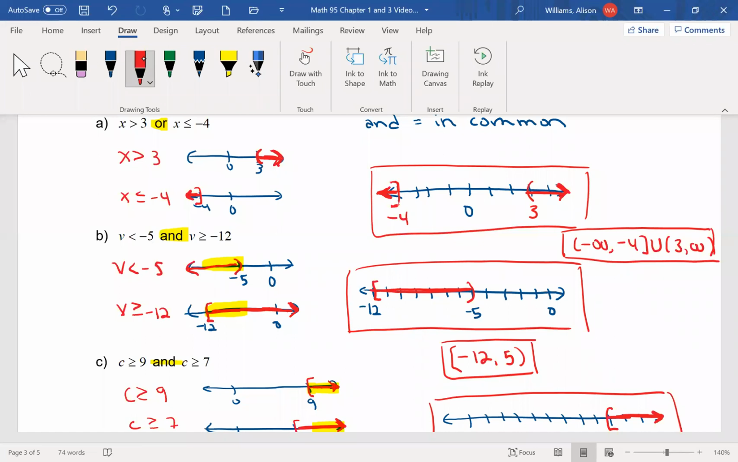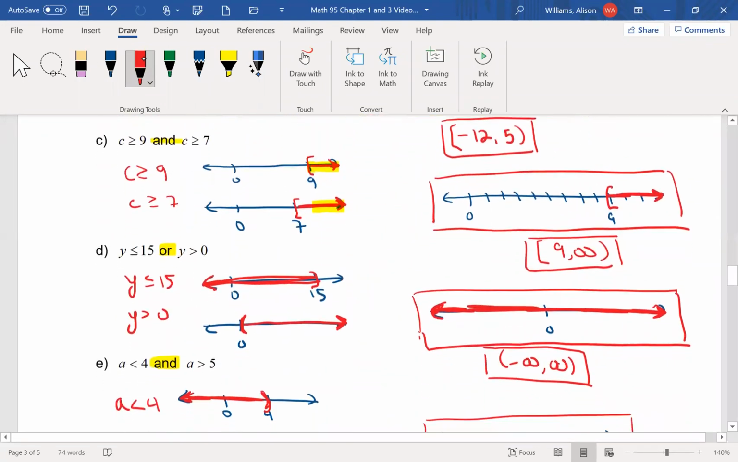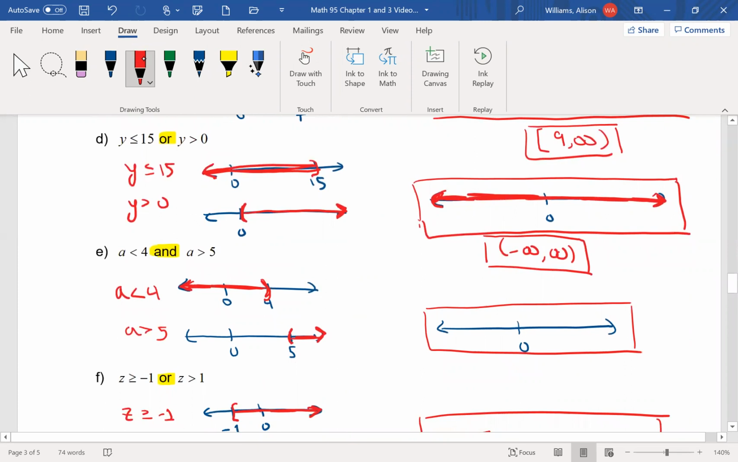So I want to come back to part E, which was where there was nothing. The way you represent nothing in interval notation is with a circle with a line through it. That means the empty set. So there's absolutely nothing. The line is empty.